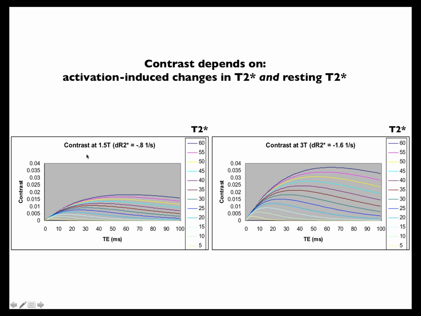And that's why maybe 1.5 Tesla might even be good for looking at the base of the brain, because it's easier to get a better shim at the base of the brain. And even though the overall contrasts are less than at 3 Tesla, you might have less of this sort of effect at the base of the brain.